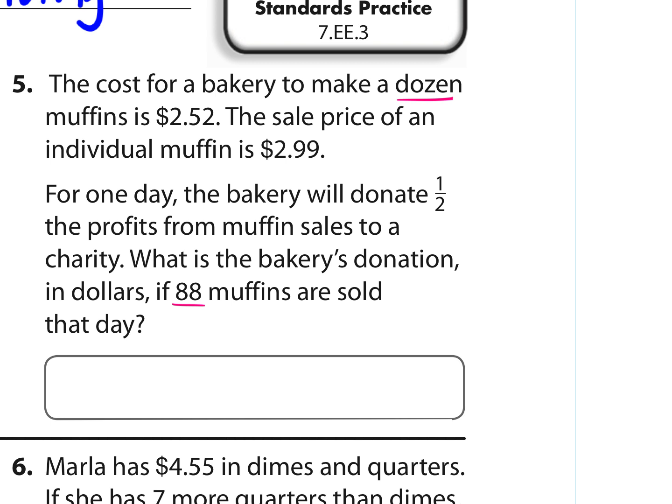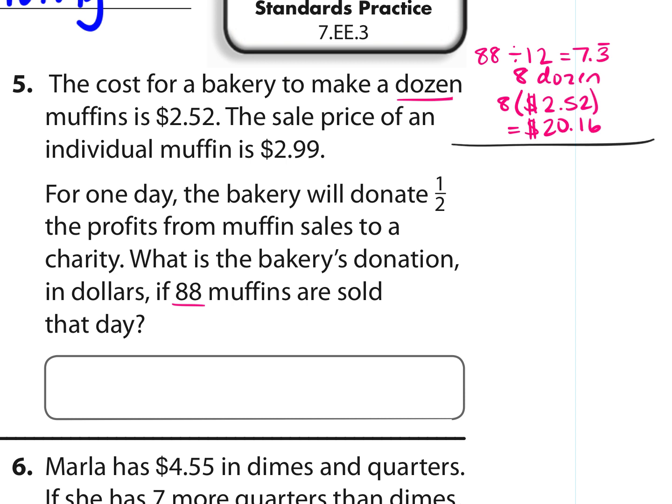So I've got to think for a minute. 88 divided by 12 for a dozen would come out to 7.3 repeating. Well, it sounds like they make a dozen at a time, so we need to make 8 dozen muffins. 8 times a cost of $2.52 equals a cost of $20.16. And so I'm going to go over here and note that is the cost for the bakery.